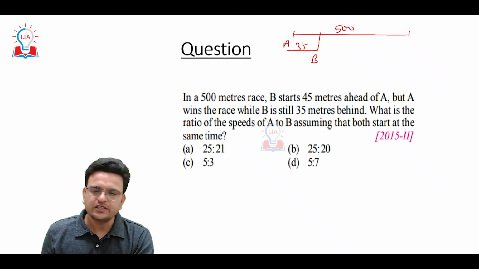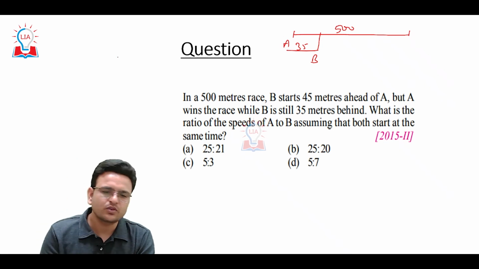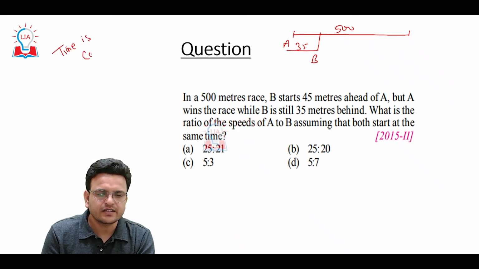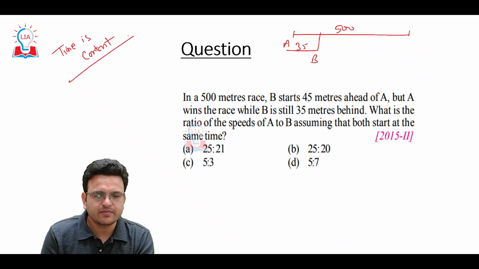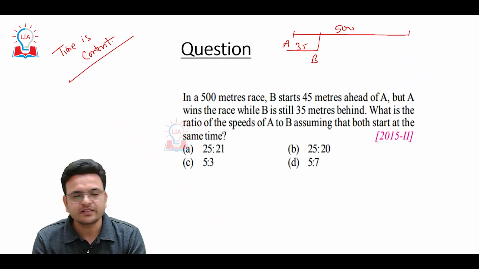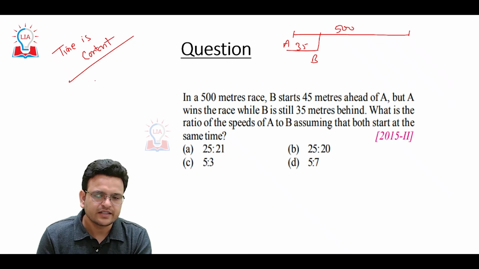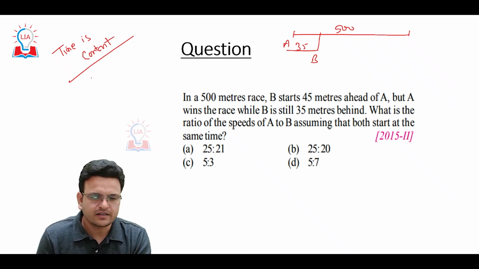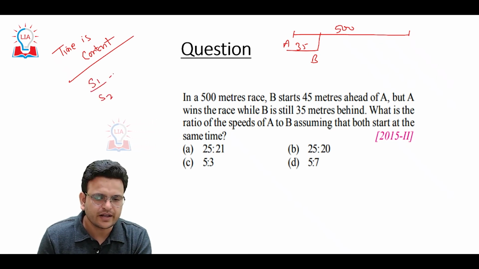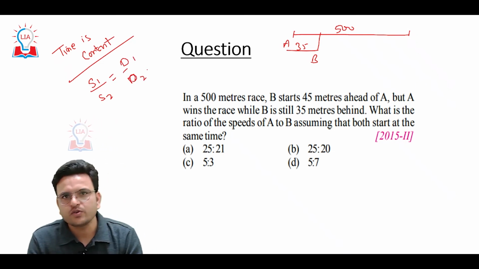Okay, so we know that in this particular question, what is constant? Time is constant. When time is constant, we have discussed one basic concept initially. When time is constant, that means speed s1 upon s2 equal to d1 upon d2. Okay, hope you are able to understand.